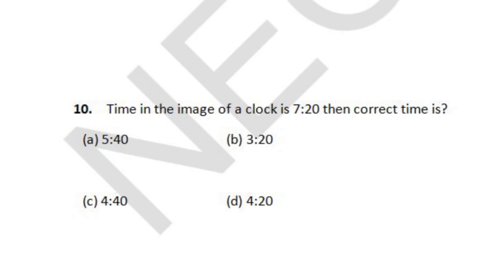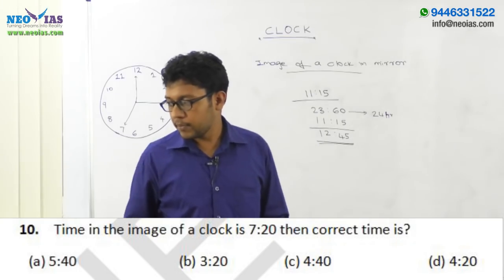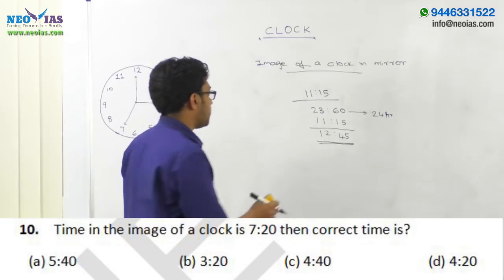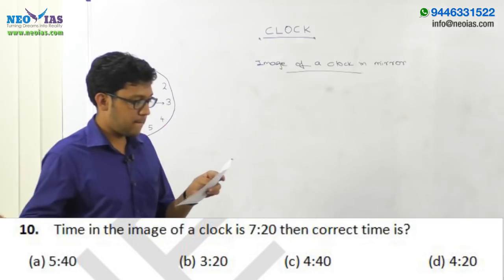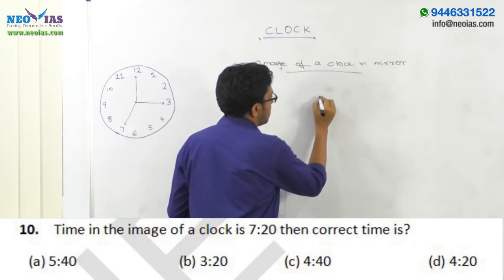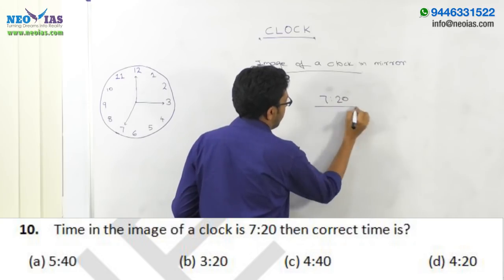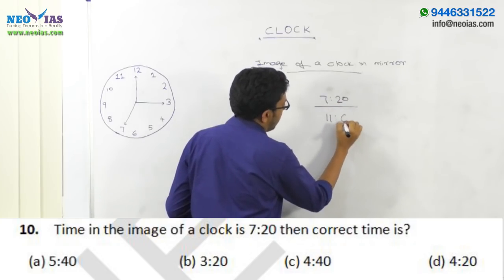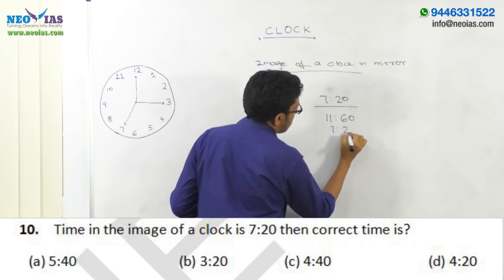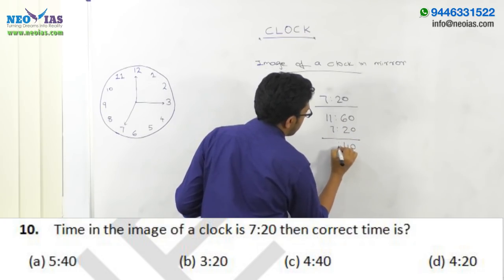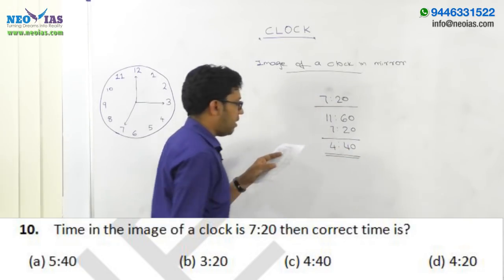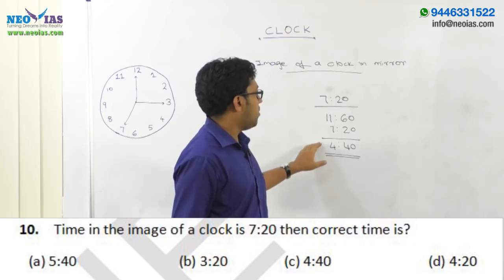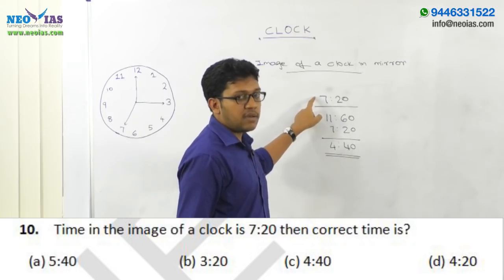Next question is, time in the image of a clock is 7:20, then the correct time is? Time in the image of a clock is 7:20, then we need to find the correct time. Just subtracting it from 11:60, we will get the answer like 4:40. 4:40 will be the exact time of an image of a clock at 7:20.